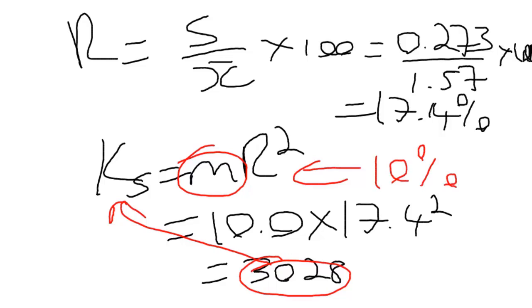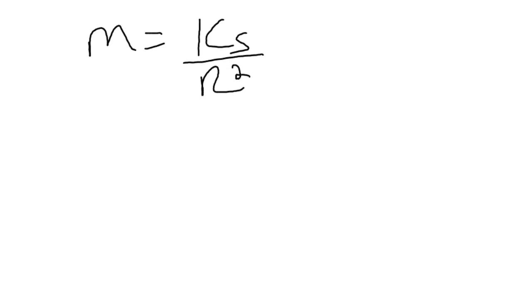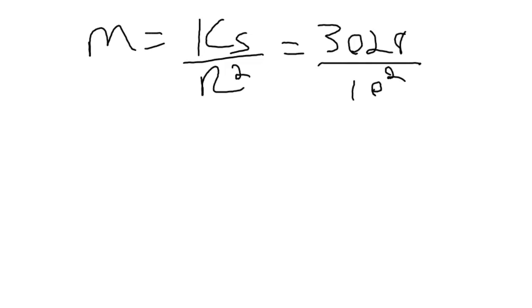So we can do that. We'll just rearrange that equation, and that gives us m equals the constant divided by R squared. So our k value was 3028. R squared we want is 10, so 10 squared is 100. And that's going to give us a value of a little over 30 grams. So we're saying to get a 10% relative standard deviation, acceptable precision, we need to have samples of about 30 grams instead of 10 grams.